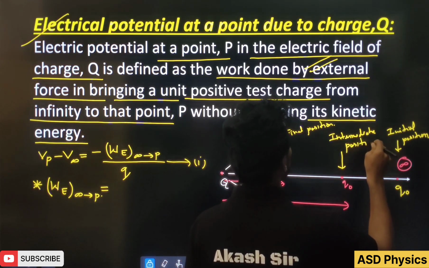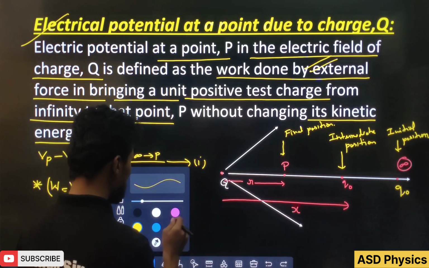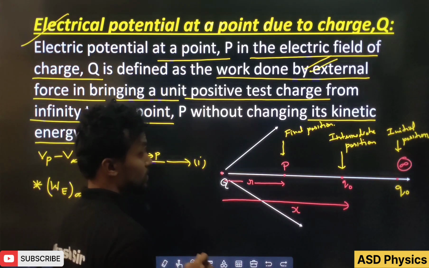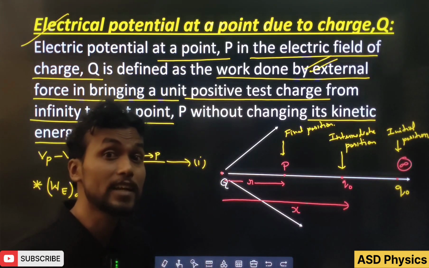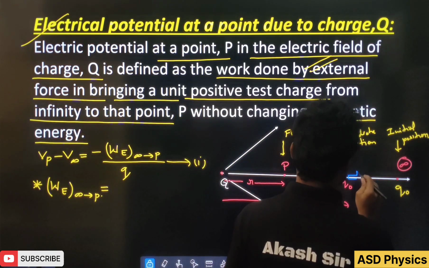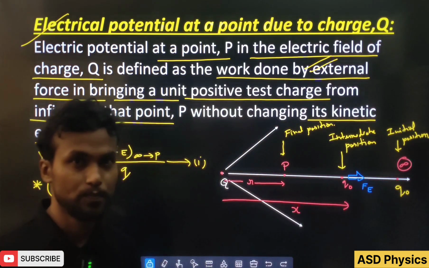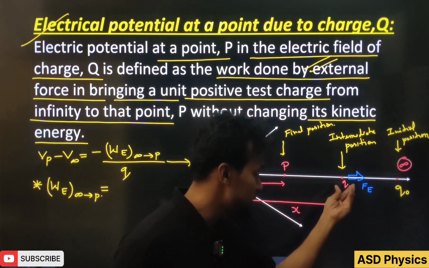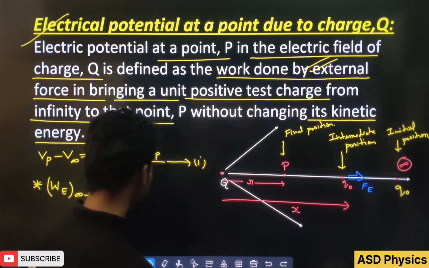If you are understanding the basics, you will enjoy it, okay. So students, in this situation, let's see, charge capital Q is positive, charge q naught is also positive, that means the electrostatic force will act in which direction? Attractive or repulsive? Repulsive will be there. This is called the electrostatic force, okay. So this charge q naught has the tendency to go away, it will accelerate and go away, but the kinetic energy should not change.